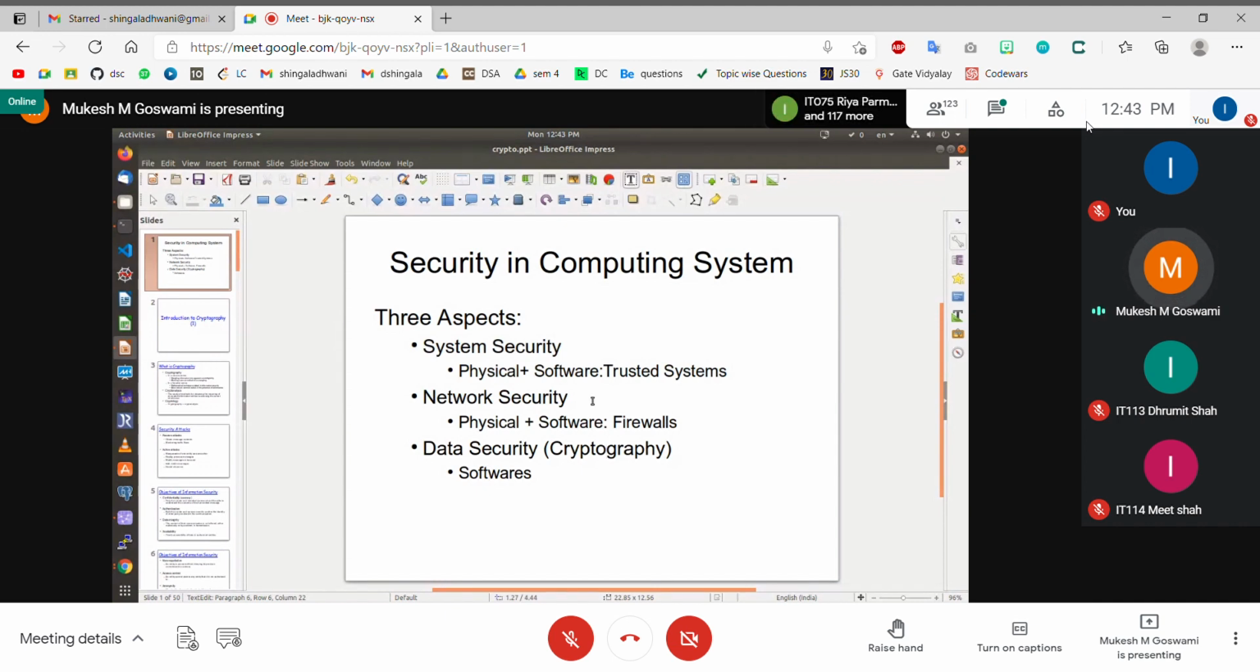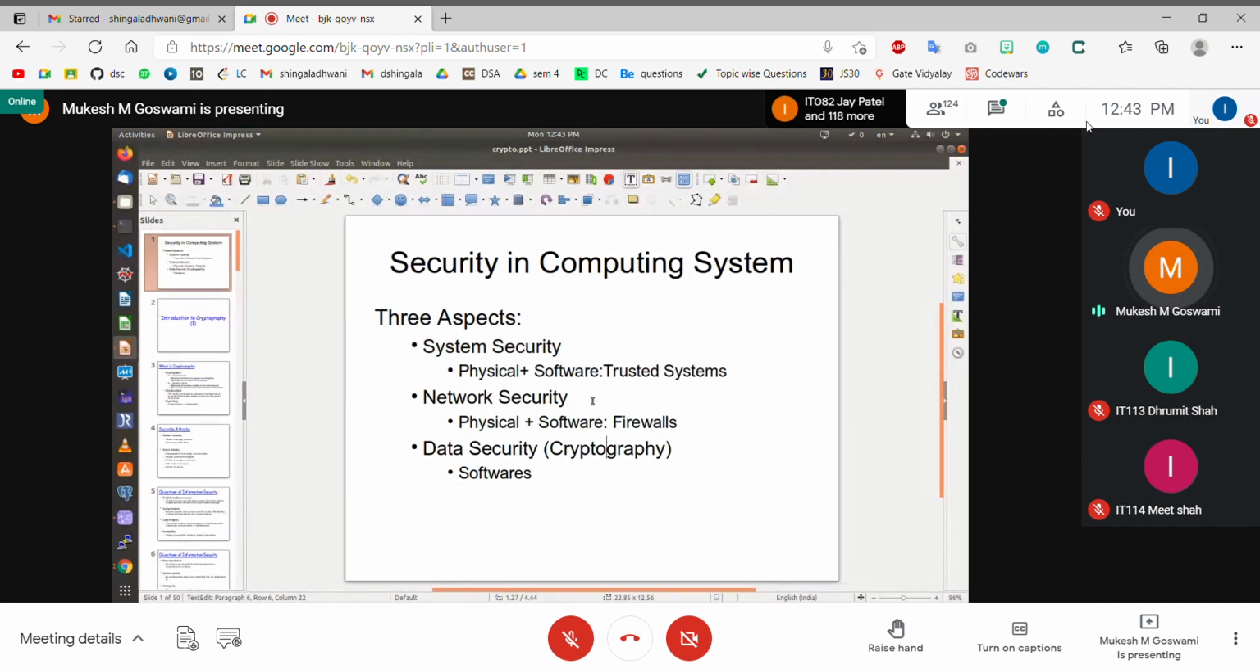System security has 2 ways in which you can implement it. One is called physical security, where you keep away the people who are not authorized to access that machine. You have to keep your computers under a lock and key mechanism. That is the physical way of securing the system.